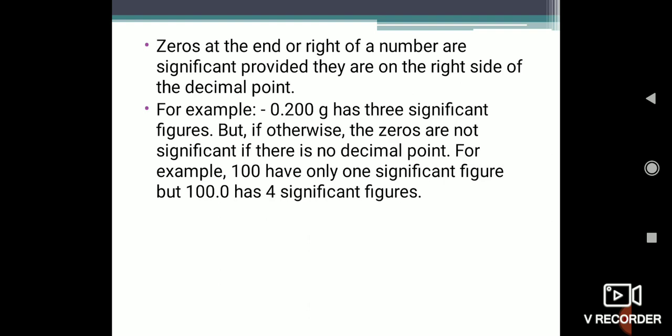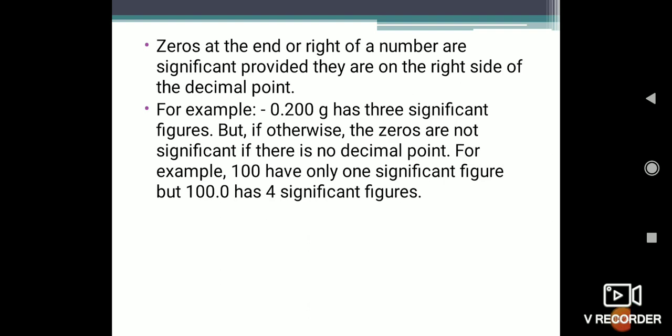Zeros at the end or right of a number are significant. It means if the 0 is after a non-zero digit along with the decimal point, or you can say on the right side of the decimal point. Because just now we have studied that if a 0 is before the decimal point, it will not be counted.